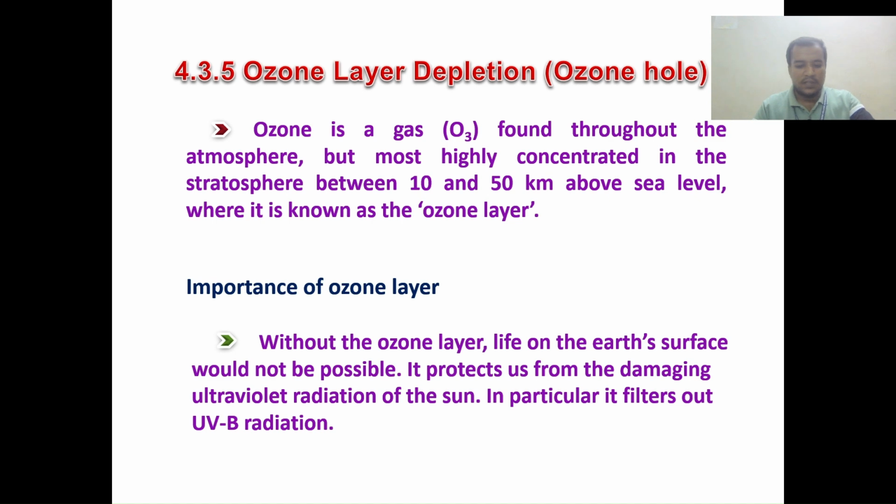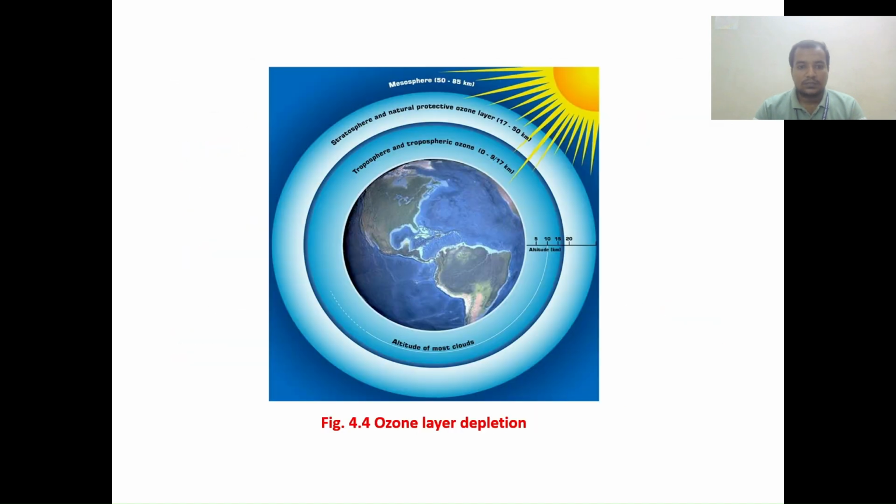Ozone is a gas, as we already discussed. It is found throughout the atmosphere, but is most highly concentrated in the stratosphere between 10 and 50 kilometers above sea level, where it is known as the ozone layer. The importance of the ozone layer: without the ozone layer, life on Earth's surface would not be possible. It protects us human beings from the damaging ultraviolet radiation from the sun. In particular, it filters out UV radiation.